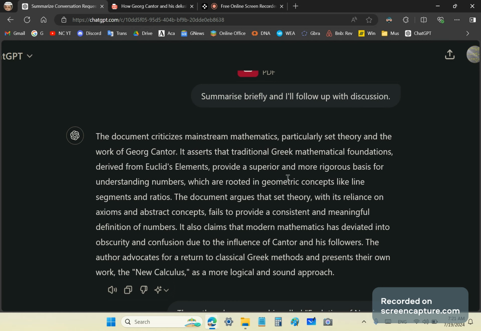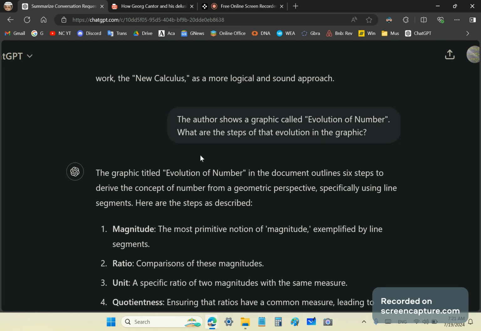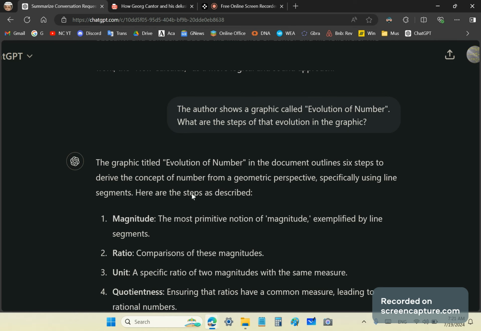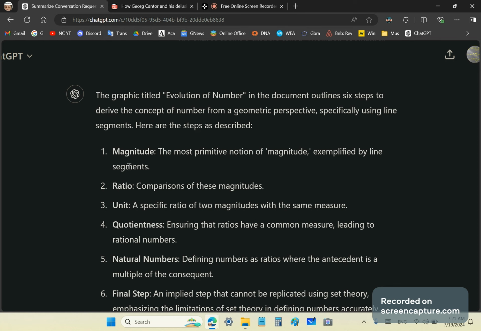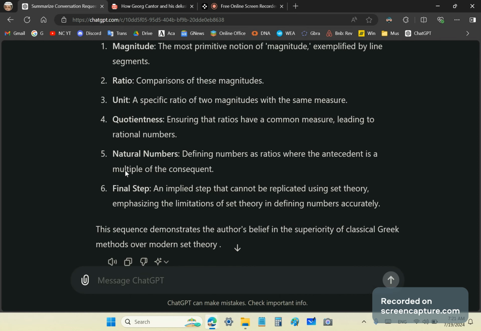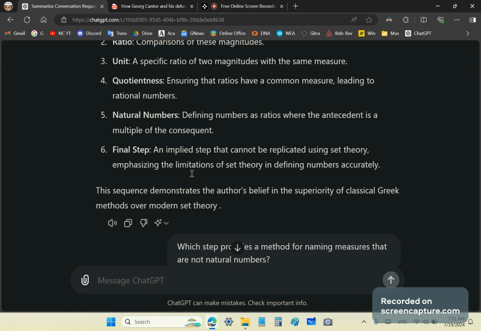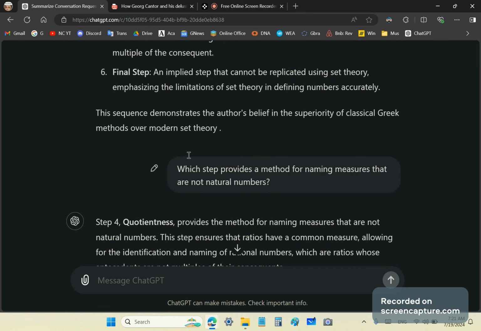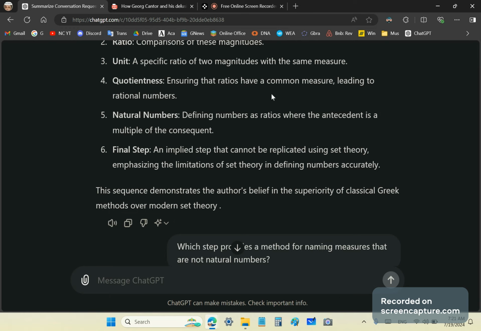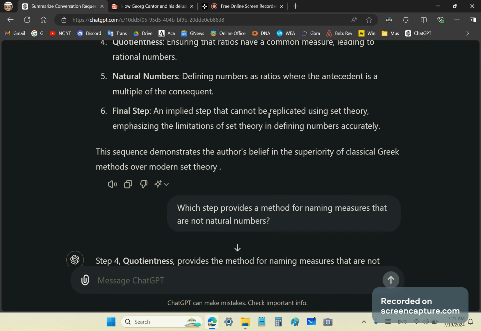Now, I prompt the engine by saying, the author shows a graphic called evolution of number. What are the steps of that evolution in the graphic? And ChatGPT, being the good little student it is, lists all the 6 steps correctly, by the way, without any mistake. And I can place a link to this if the ChatGPT moderators don't ban it, which means that you'll be able to read through this discussion.